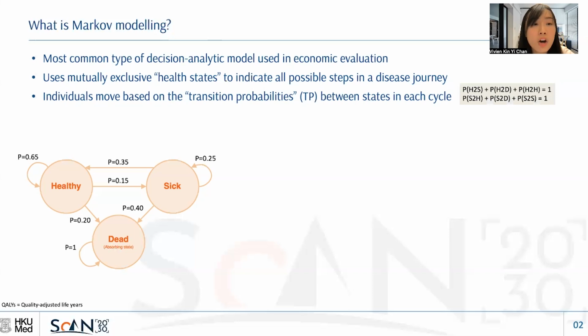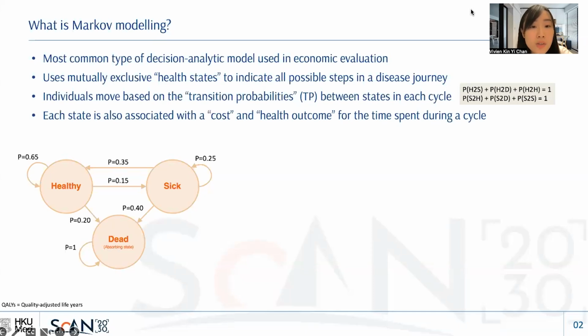And remember, the sum of the probabilities of leaving the current state to the other states must always equal 1. Finally, every health state is also associated with a cost and a health outcome represented by a utility weight for the time spent in the state per cycle. For example, a sick state usually carries a higher cost and lower utility value than a healthy state per unit time. Okay, now with all the model input parameters ready, we can try to project the future burden.